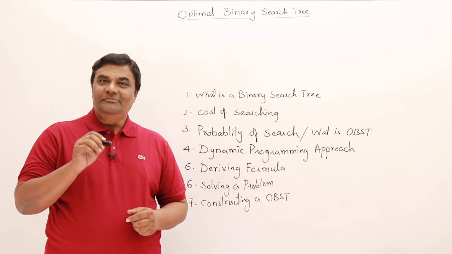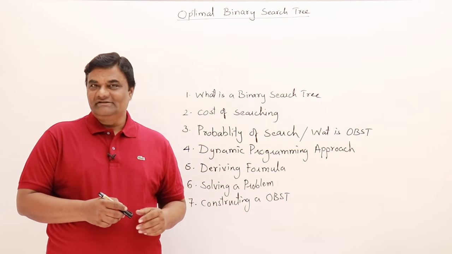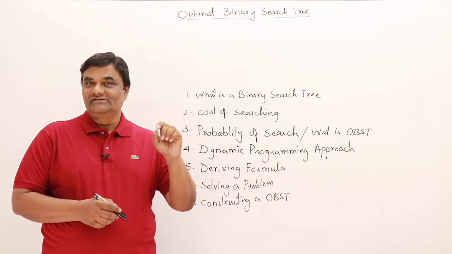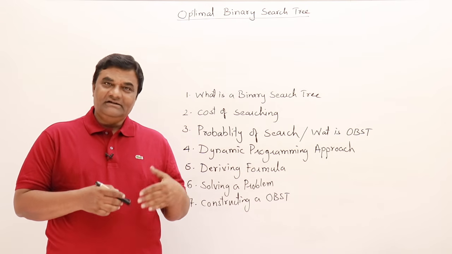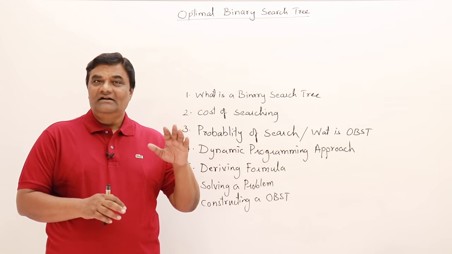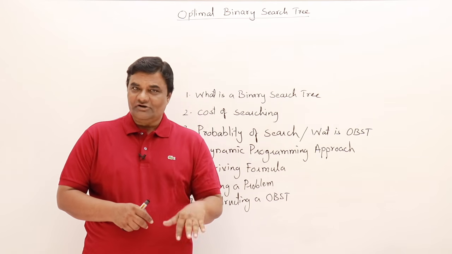The topic is optimal binary search tree. Already I have one video on this, but in that video I have just considered successful search probabilities, and in this video I'll be considering successful search as well as unsuccessful search probability. So I'll cover it as a very fresh topic.